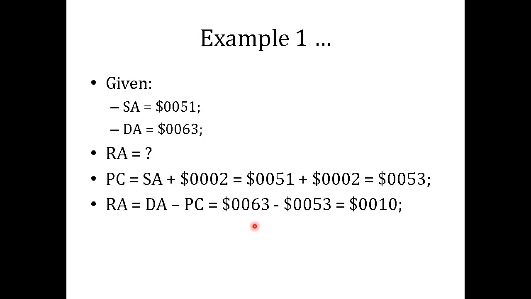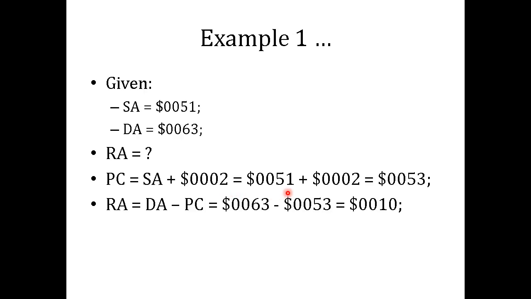Now, for this example, here is what we are given. We know that the source address is 0051, right? We are also given the destination address 0053, and we have to find the relative addressing. To calculate it, we first find the PC, right? This is what is given in the question. So to find the PC, we plug it into the formula, meaning the source address plus 0002, right?